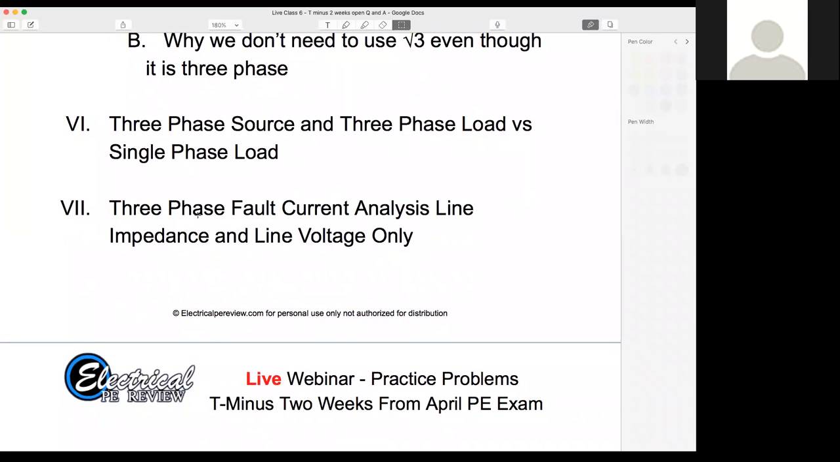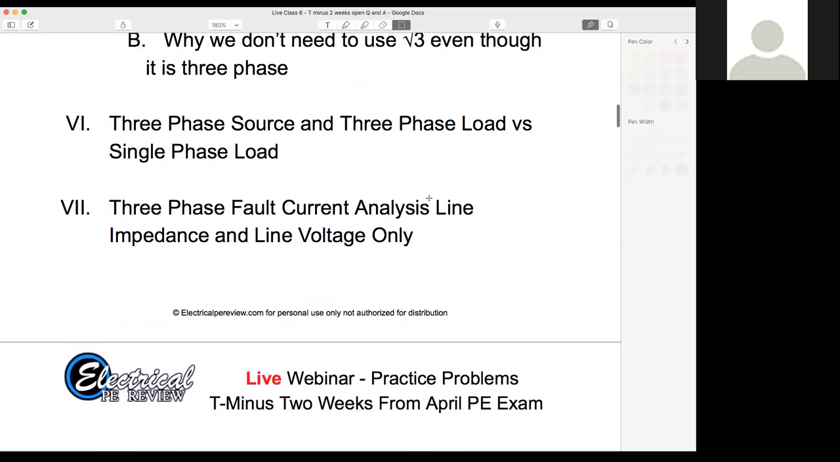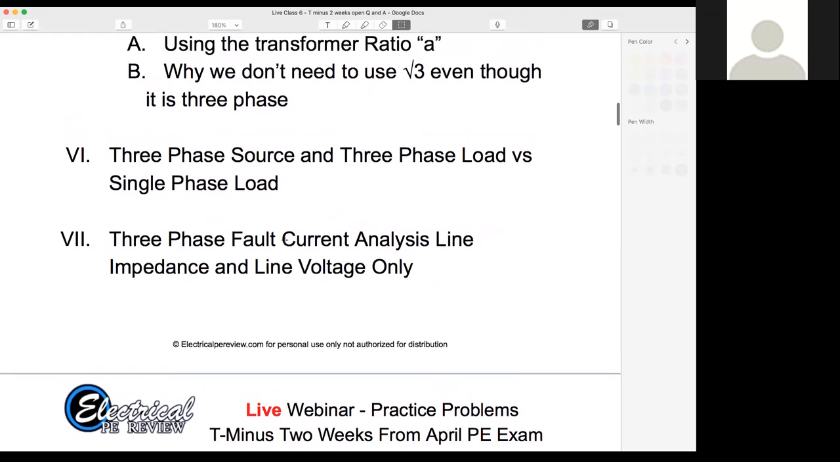Last, if we get time, this is another one we did touch on also in the past. So again, I was a little hesitant to touch on it again because I don't necessarily want to repeat myself, especially for other people that are good with it. But surprisingly, it's still come up quite a bit in numerous emails. So essentially, this is a 3-phase fault current analysis when we're only given line impedance and line voltage only. Do we use a square root of 3? Do we not use a square root of 3? Stuff like that.